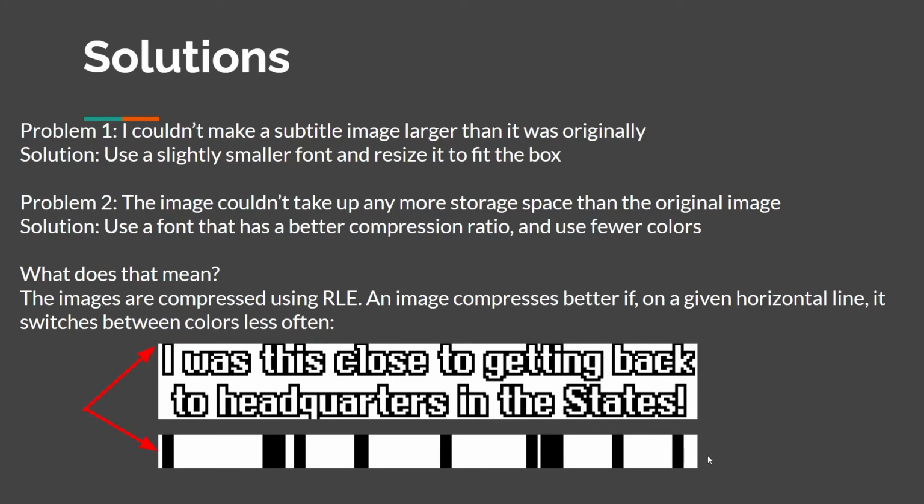Fewer stripes. What that means is, to get a better compression ratio, I have to use a font that looks blockier. And this is the one that I found. It's quite blocky, as you can see. But that gave it actually a better compression ratio. Also, by only using black and white and not gray, I was able to improve the compression ratio as well.